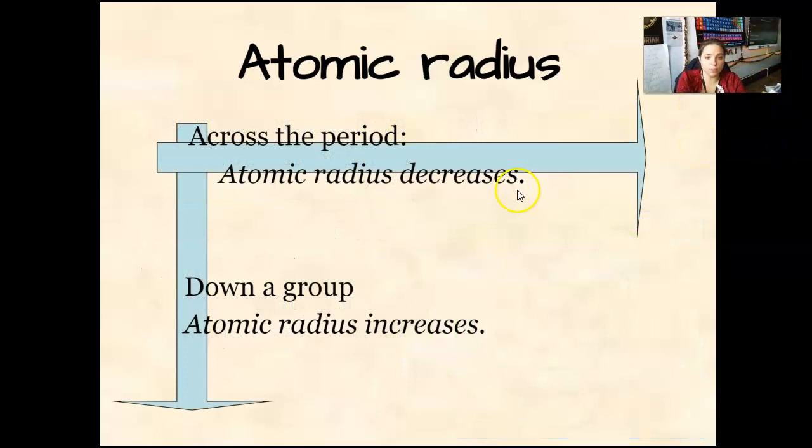Okay, so across the period, across the top, the atomic radius decreases. It gets smaller because you have more and more protons in it. A bigger nucleus with more protons means it can pull in more. But as you go down, because you gain energy levels, the atomic radius is going to increase. So it gets smaller as it goes across, bigger as it goes down.